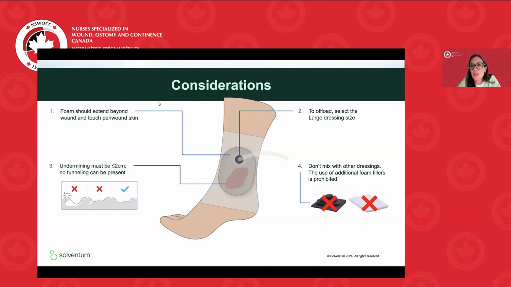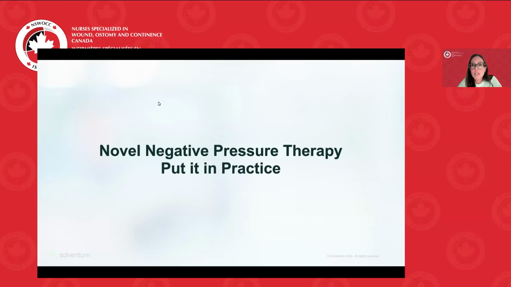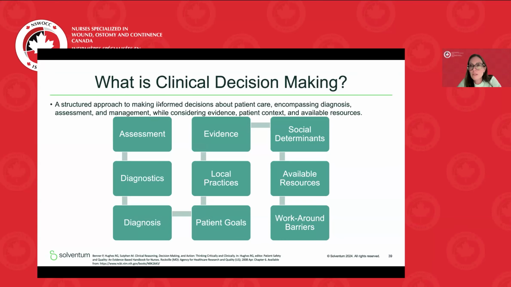The thing here is that we do not want to mix this with any other foam type. So we are not putting white foam in the wound. We're not putting black foam in the wound. We are simply peeling and placing. And we still get that benefit of the macro and the micro strain.